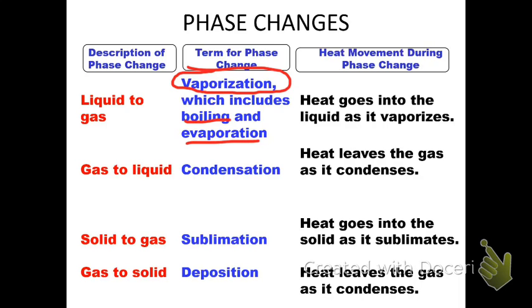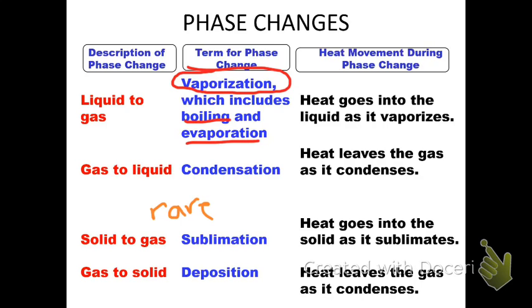It makes it hard to dry off with a towel. When that happens, heat actually leaves the gas as it condenses. So gas to liquid is condensation, liquid to gas is vaporization. And then the last two instances here, I would say are a bit more rare, not as common.